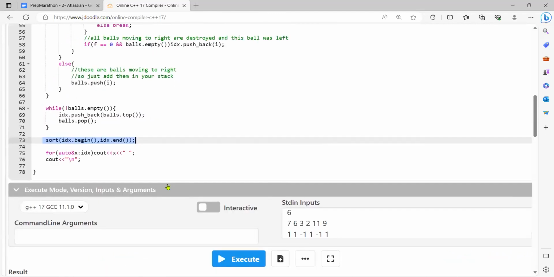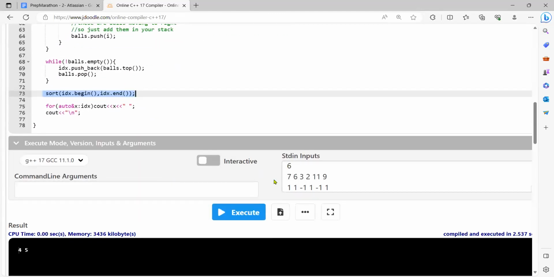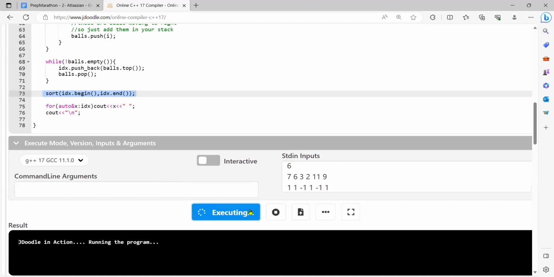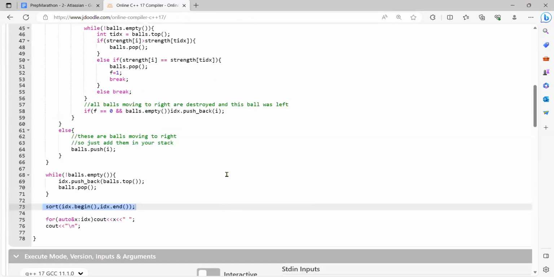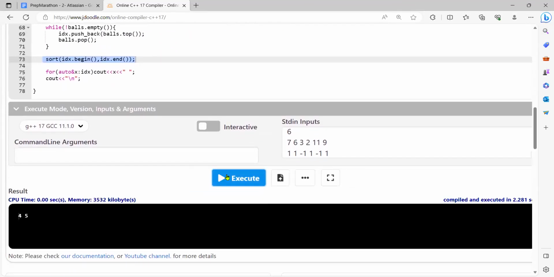So if I run this code for this test case, expected is 4, 5. So after the changes, let us see whether we are getting this or not. Yeah, we are getting this. So our code is right.